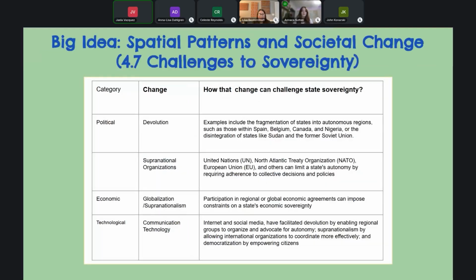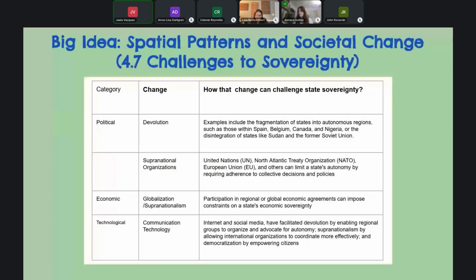So here, for example, we have political, the changes, evolution, and then how did this change challenge state sovereignty? And then the examples could include the fragmentation of states into autonomous regions, all of this is from the EK, such as those within Spain, Belgium, Canada, and Nigeria, or the disintegration of states. So again, they know the categories: political, the changes, evolution, and how do you see that sovereignty being challenged?